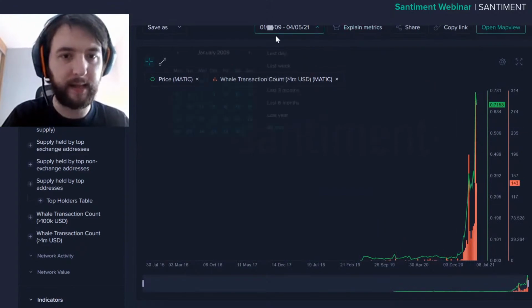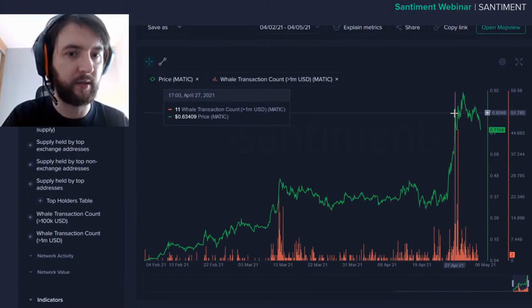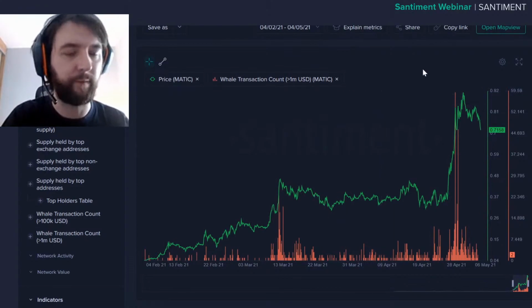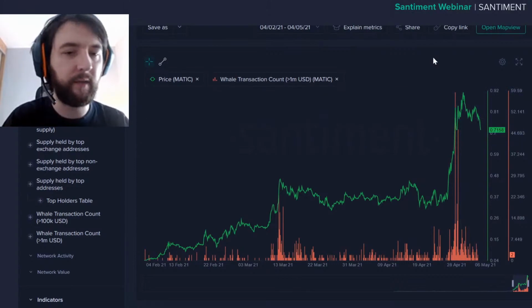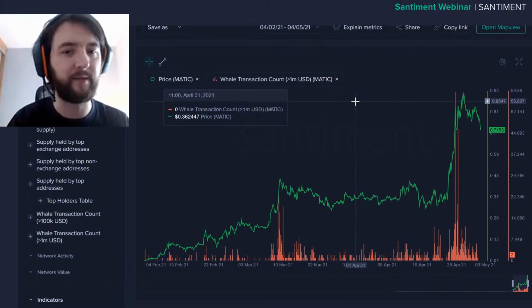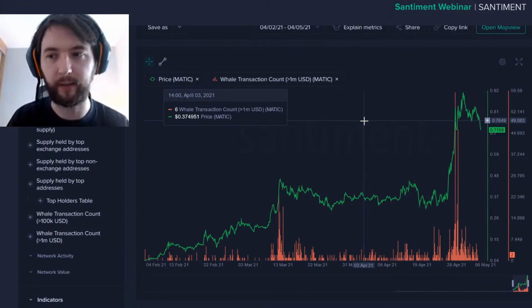Well, this is because it's aggregating more data. So when we zoom in, 59 whale transactions of at least $1 million in Matic tokens at this point in time, right before Matic first moved down. So even in some cases for these lower cap coins, massive transactions like $1 million and above can also indicate an increased risk of a short-term correction.